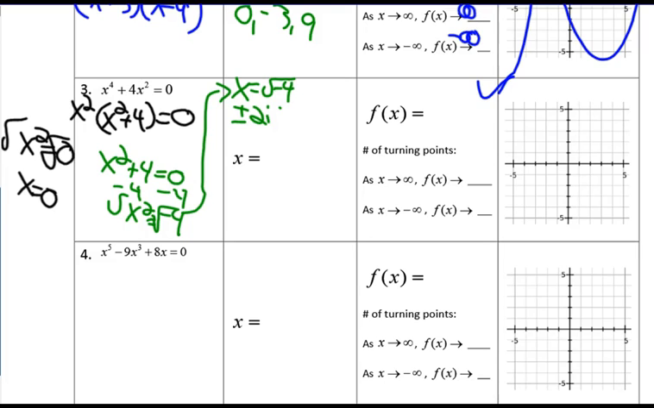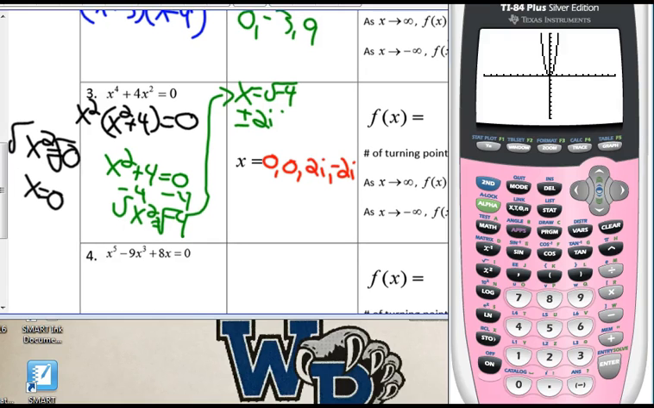Wait, why would you put 2i instead of 4? Because the square root of 4 is 2. Alright, throw that in the calculator real quick so you can see what that looks like compared to our zeros, and we'll stop there. Plus 4x squared equals 0. How many complex solutions should you have?